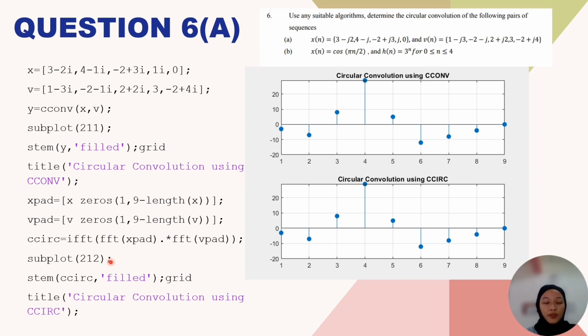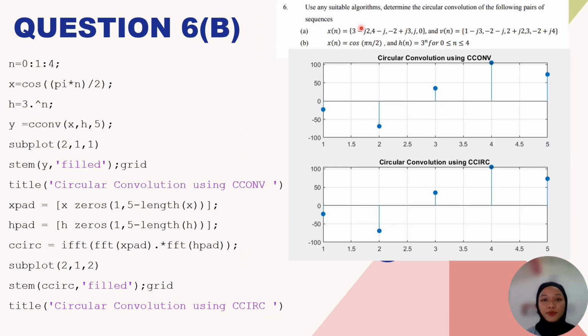Same as before, it is in the stem syntax, which means it will be a discrete signal, and it also is filled, which means the color is filled. And the title of this signal is circular convolution using CCIRC, and this is the signal.